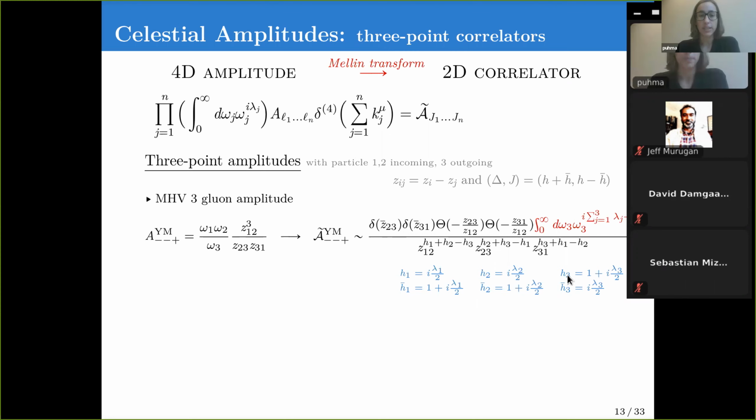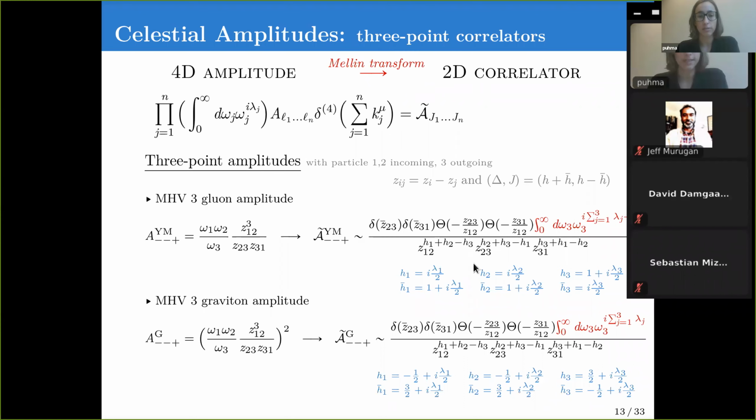Now, for gravity, the story is similar. Starting from the MHV three-graviton amplitude, we get a similar expression. Again, the holomorphic part of the amplitude looks like a vanilla three-point correlator, now with different conformal weights than Yang-Mills, of course. And again, the anti-holomorphic part has these delta functions in it. Now, because the power of omegas in the gravity amplitude is different from the one in Yang-Mills, this remaining Mellin integral in red is different.